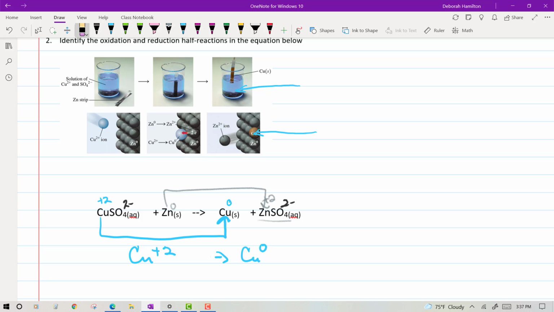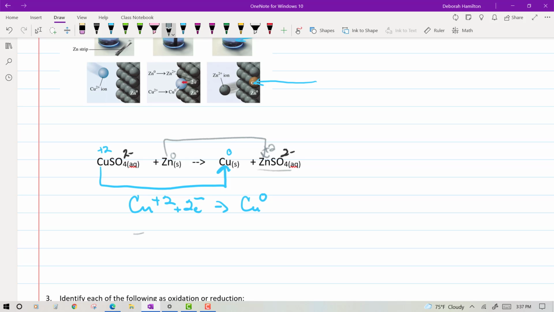I'm just going to move this over a little bit to get it on the same line. Cu2+ plus 2 electrons makes neutral copper. So where did those 2 electrons come from? They had to come from someplace. Well, take a look at what happened to zinc. Zinc went from 0 on the reactant side to a +2 on the other side. And in order to do that, 2 electrons had to be lost.